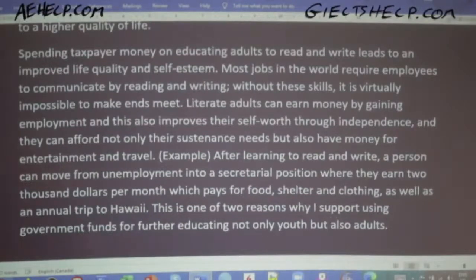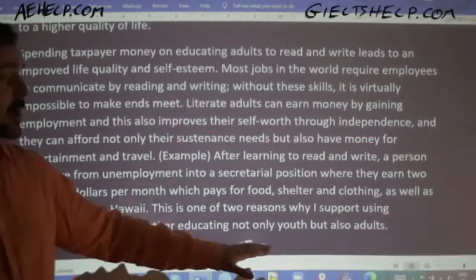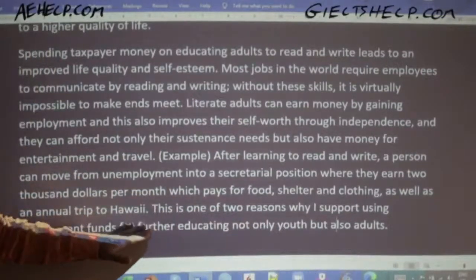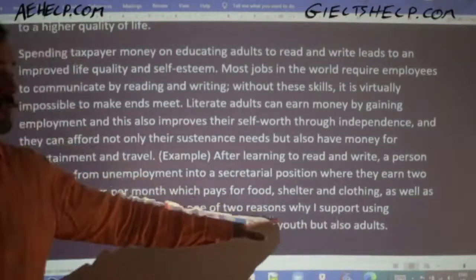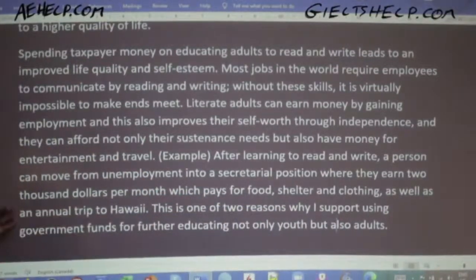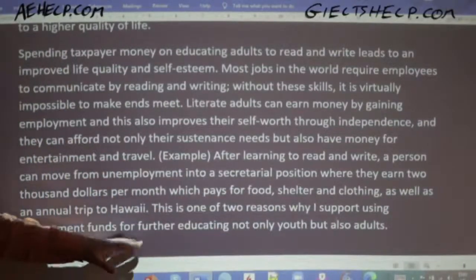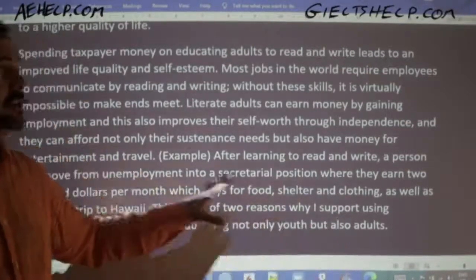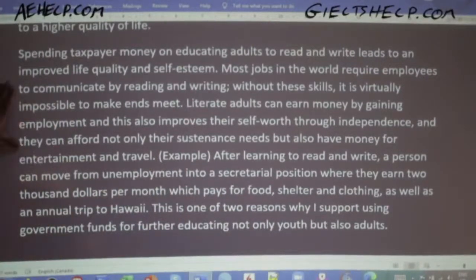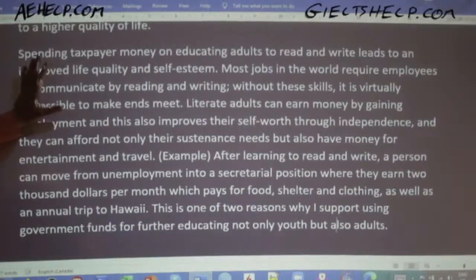All right. So here I'm reflecting back on the original question, and I feel like this is a good spot to kind of incorporate some of that first part of the sentence, the countries focus largely on educating youth. So this is one of two reasons why I support using government funds for further educating not only youth but also adults. Now I'm a little bit happier with this body paragraph, in the sense that it's more concise, there's less redundancy, fewer mistakes, and it is directly relating to the entire question that we are dealing with, okay?